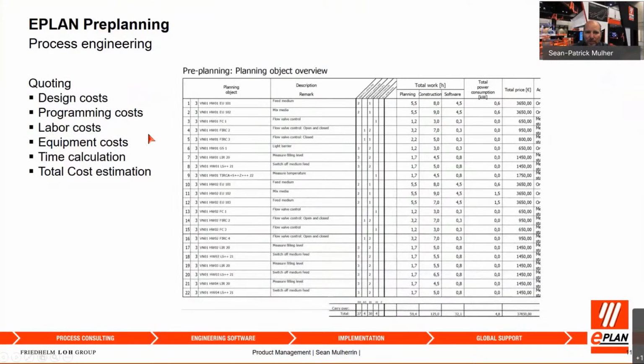ePlan pre-planning can also be used as a quoting tool, meaning that once I've created my P&ID or imported data using my structure, I can report this data and summarize all of the requirements, such as how many IOs I need, digital or analog, or also calculate the planning time, the costing time, the construction time, or the software programming time, and the total cost. These can all then be added in a report and used for quoting purposes to get an understanding of how much that system is going to cost.